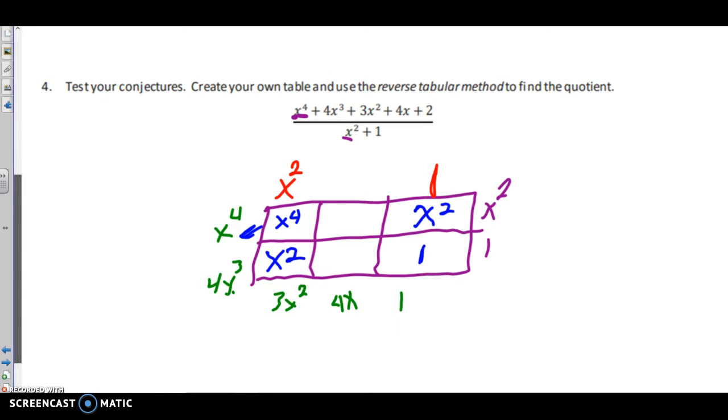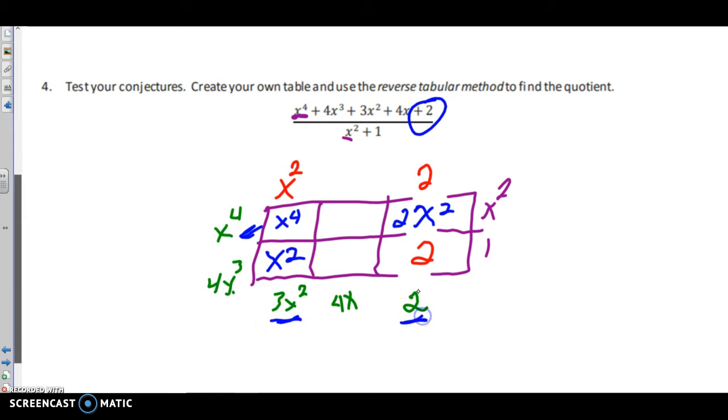Oh, sorry. Made a minor error there. This is not 1. This is, in fact, 2. From here. So this should be 2 right here. So in order to get 2 here, I have to do 1 times 2, which means this is 2x squared. So 2x squared and x squared get me the 3x squared, so that's all accounted for.